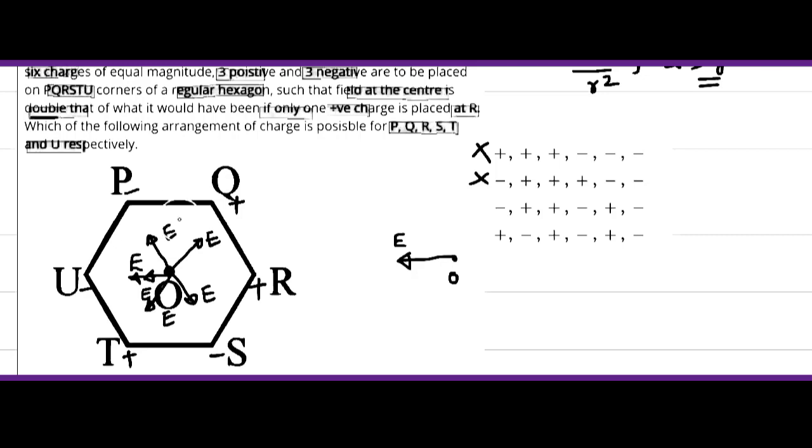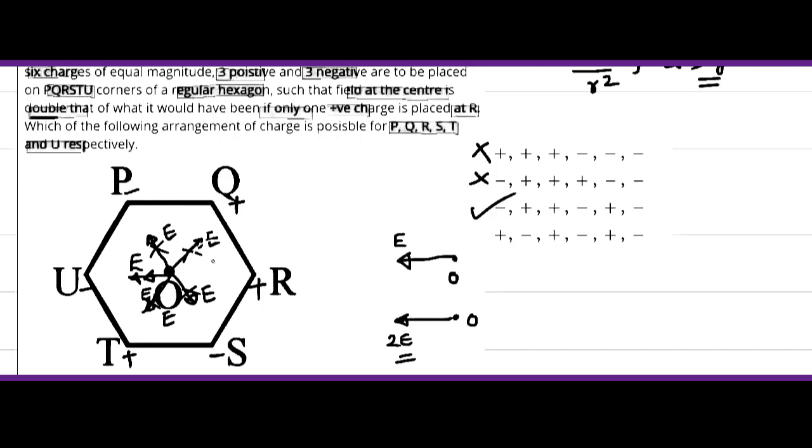So we can say that this E will cancel this E because they are opposite in direction. This E will cancel this E because they are in opposite direction. So at O, the net electric field will exist in this direction, and that is equal to E plus E, that is 2E. So in this condition the electric field at the center is 2E, which is double of the former. So we can say that option C is correct.